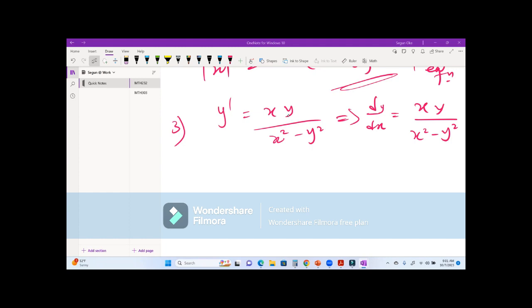So in this case, we can say the solution. How do we resolve this? We know dy/dx. I can cross multiply from here. If I cross multiply, I will have (x squared minus y squared) dy equals xy dx. Do you agree with me?